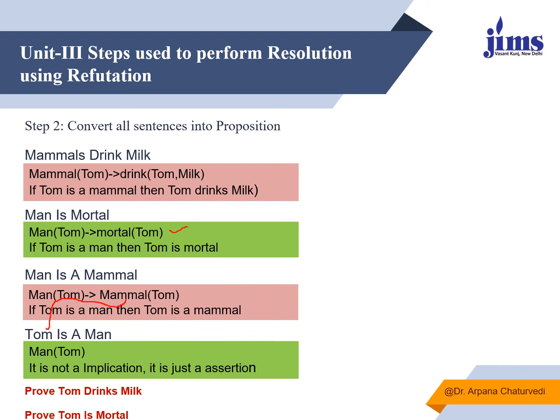Another, man is mortal. Who is man? Tom is a man. So it means Tom is a man and Tom is mortal. Then man is a mammal. Who is man? Tom is a man. So if Tom is a man, then Tom is mortal, and this is already given. We have to prove that Tom drinks milk and Tom is mortal. How will we do this?